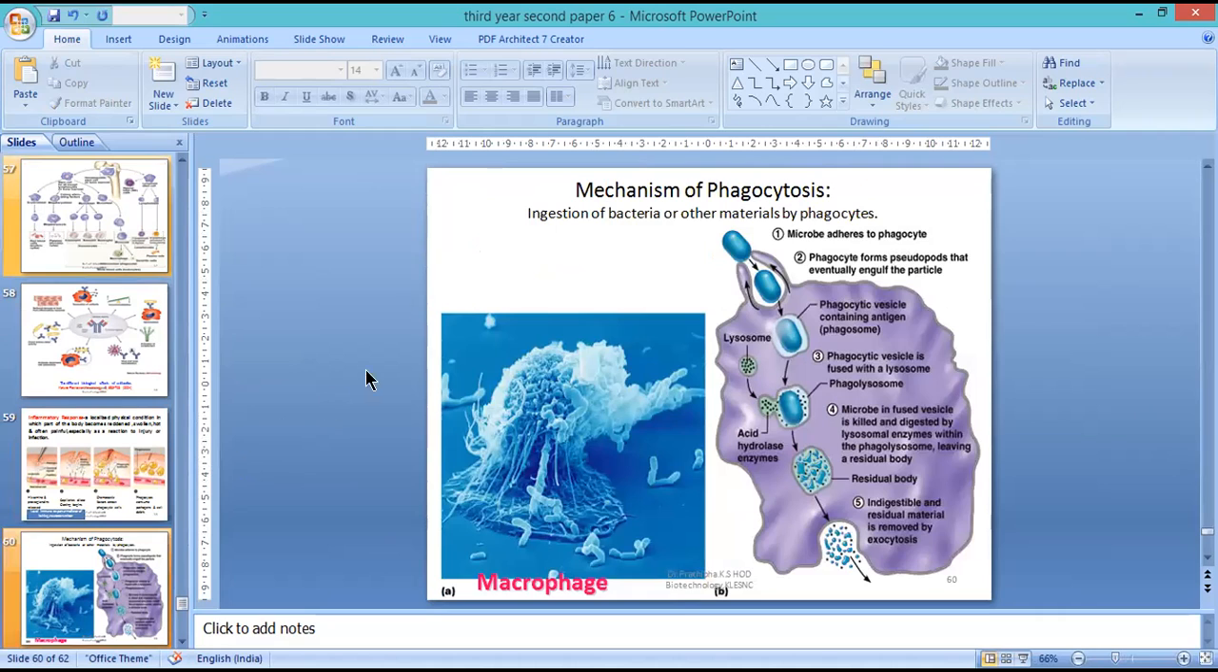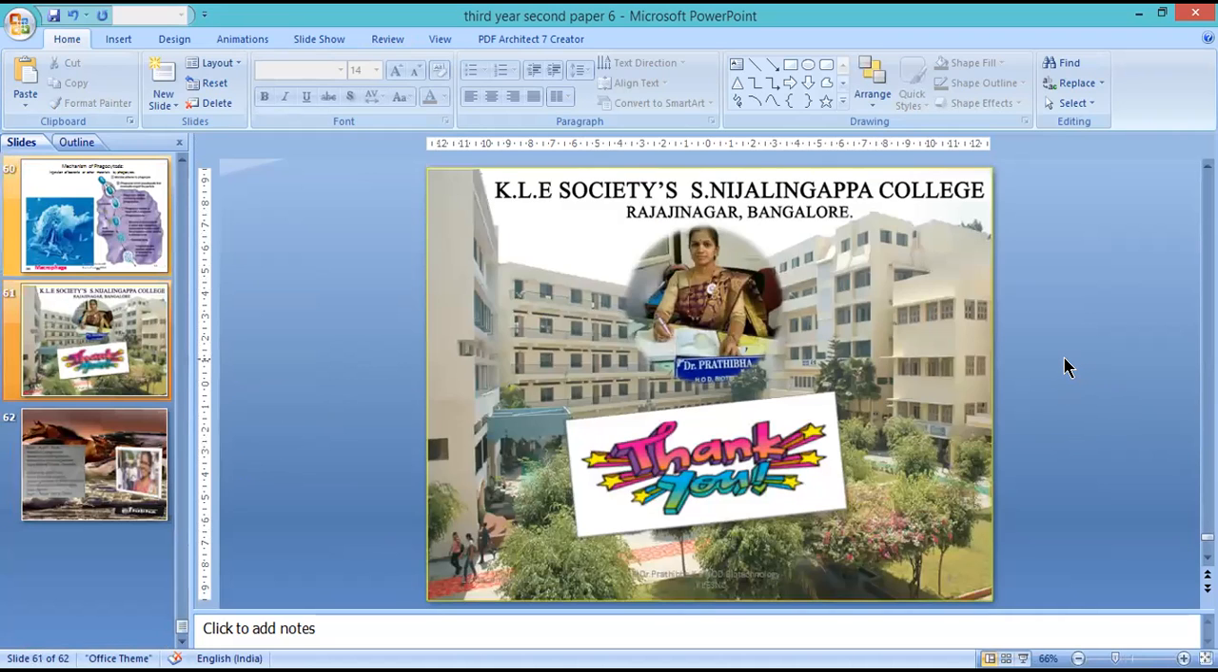Okay, further, this is about the mechanism of phagocytosis. If you take a screenshot and go through all these steps, the stages in the phagocytosis process, that is more than enough from your examination point of view. Okay, hope you understood today's concept about the immunology and animal biotechnology paper.